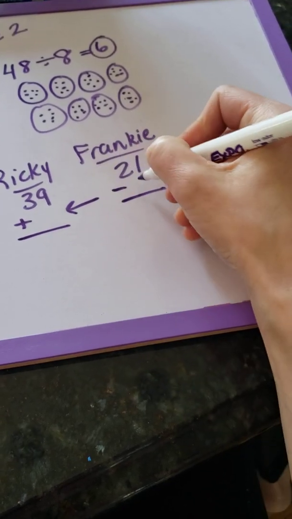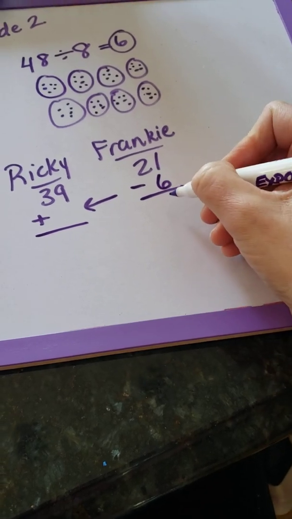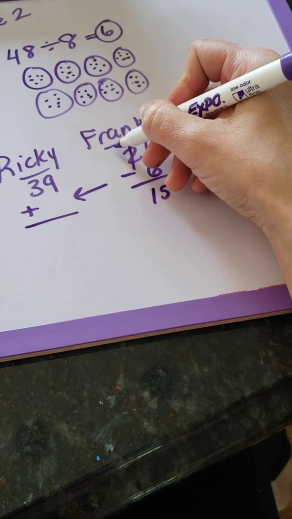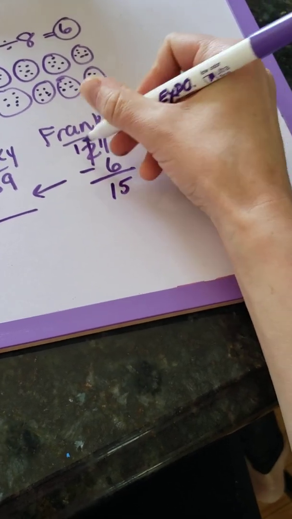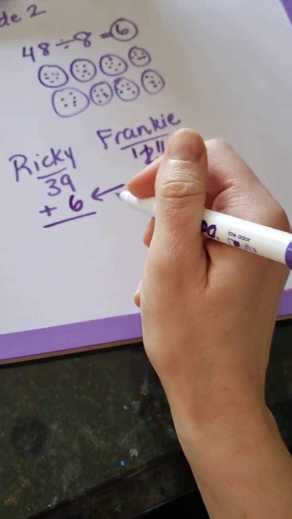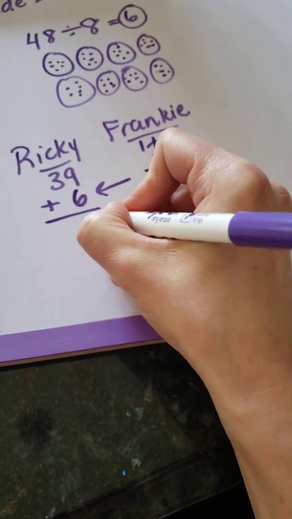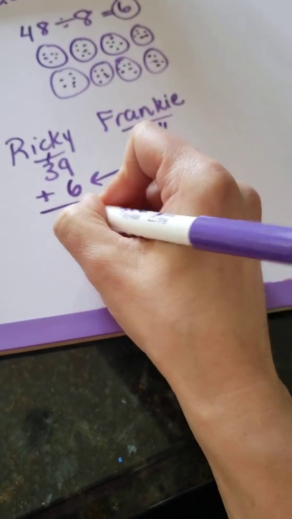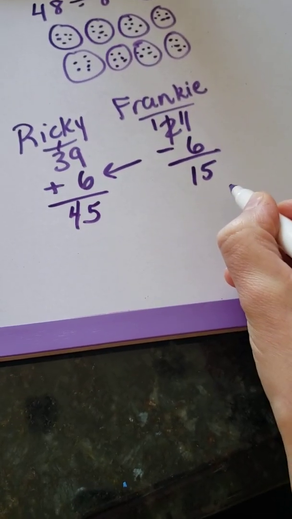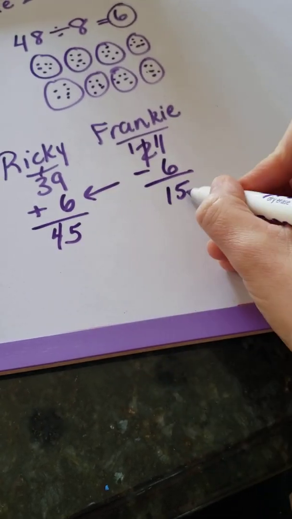So here's what I'm going to do. I'm going to take away 6 from Frankie. That's going to leave me with 15. 1 take away 6 I can't do, so I would cross out the 2, make it a 1. 11 minus 6 would be 5, and I'd bring down my 1. And then if I add 6 to Ricky's pile, since I took 6 from Frankie, I'm going to give it to Ricky. 9 plus 6 is 15. Carry the 1. 1 plus 3 is 4. Then I have 45 and 15. And that's when I know 45 is 3 times as many as 15.